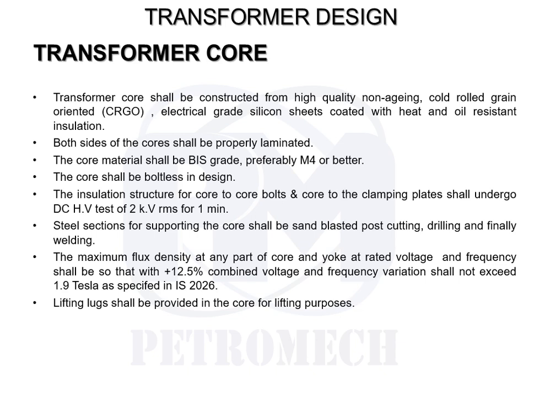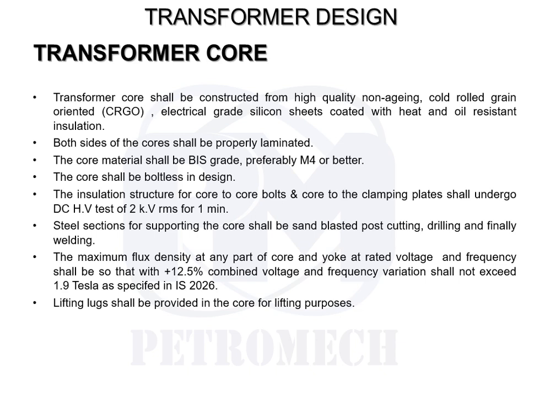In the BIS grade you can check there are multiple grades, the more advanced grades are costly and can provide better loss performance on the transformer. The thicknesses are measured in millimeters, 0.23, 0.24 or better, something like that. The core shall be boltless in design. The insulation structure for core to core bolt and core to clamping plate has to undergo a DC high voltage test of 2 kV RMS for 1 minute.